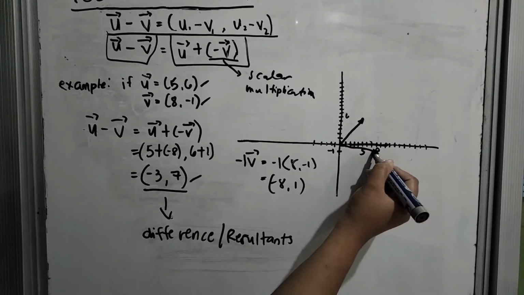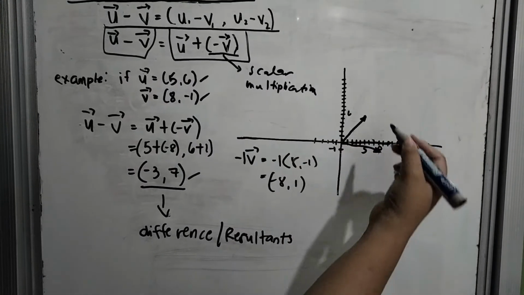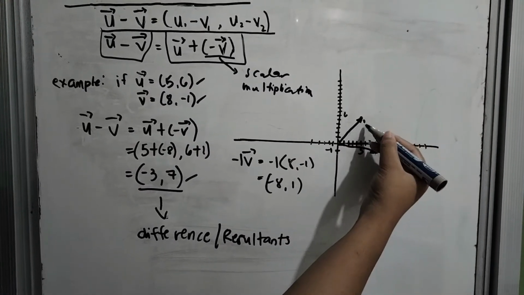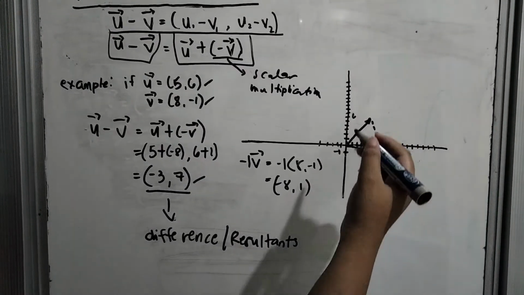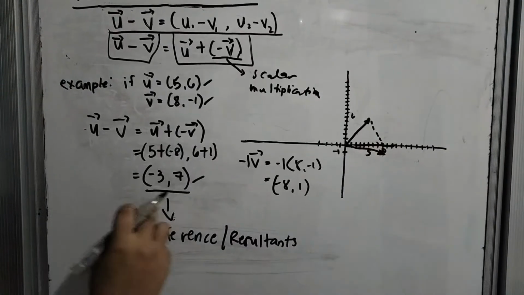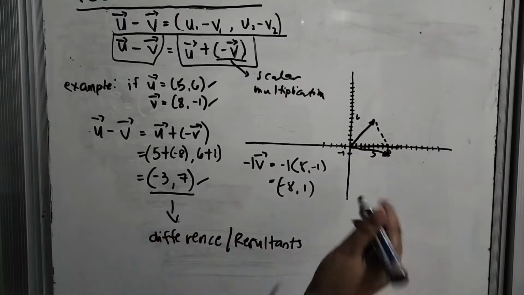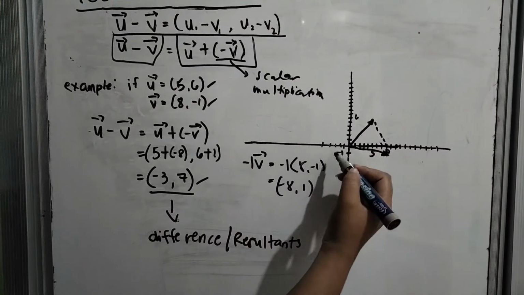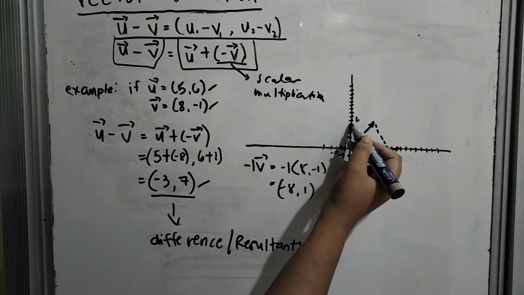Ngayon naman, ilagay natin yung resultants. So, ang hinahanap naman dito sa difference is the difference na ito, part na to. Yan. Ngayon, hanapin natin, i-graph natin itong resultants na negative 3 and 7. 1, 2, 3, negative 3, and 7. 1, 2, 3, 4, 5, 6, 7.